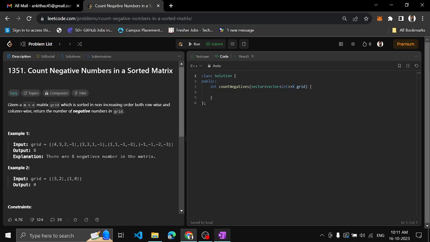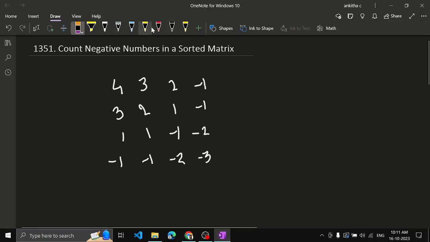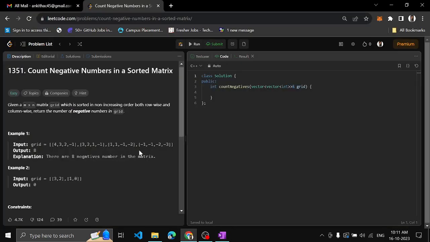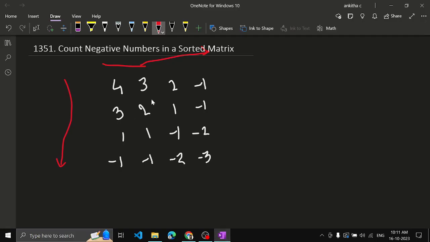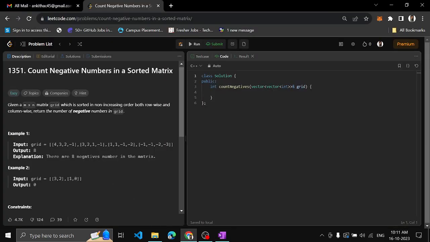How? If you see this example, if you move column-wise, means left to right, all the elements you could see are in descending order. Similarly, if you move row-wise, that means top to bottom, again it's descending order. 4, 3, 1, minus 1; 3, 2, 1, minus 1. So this is what they're given, and you have to return the number of negative numbers in the matrix. Which are all negative numbers? 1, 2, 3, 4, 5, 6, 7, 8. Eight is the number of negative numbers in the matrix, and we have to return the count.